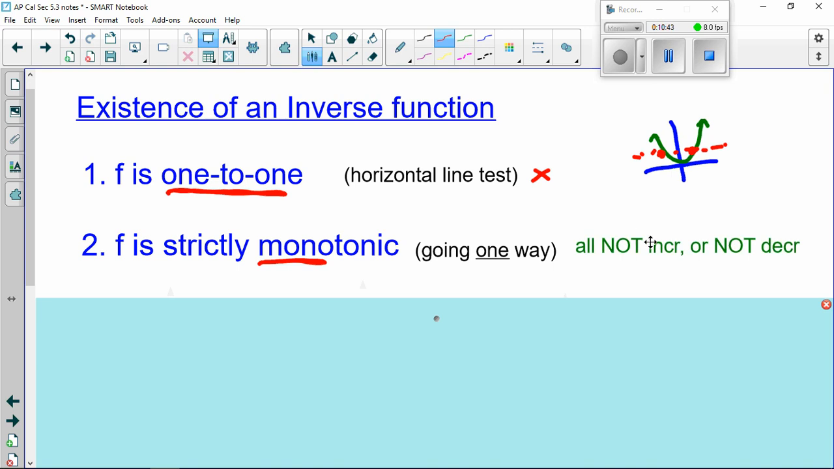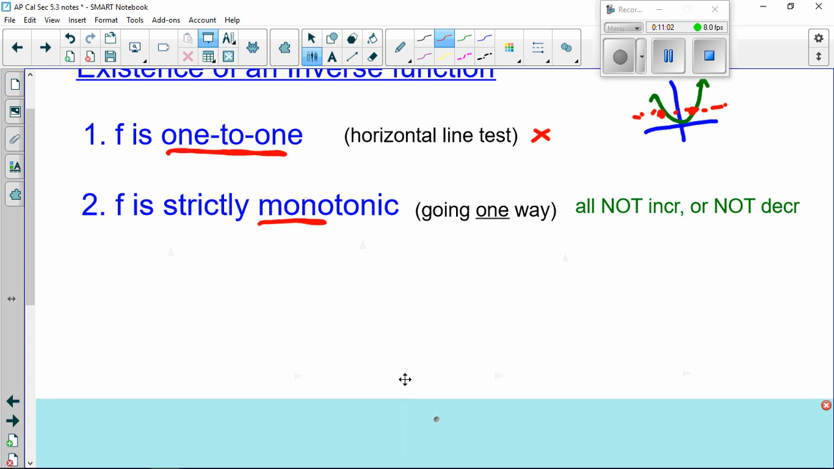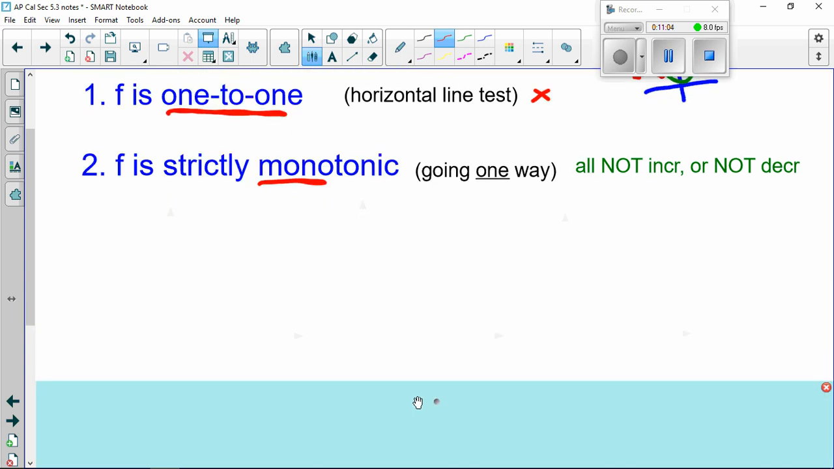So everything is not increasing. I know that's kind of a weird way to think about it, but we're okay with it being flat. It just can't switch from increasing to decreasing. We're all not decreasing. And that can be confusing. So we have some pictures here that it would be good to sketch to have an idea of what's going on.